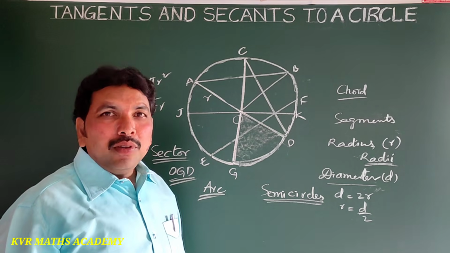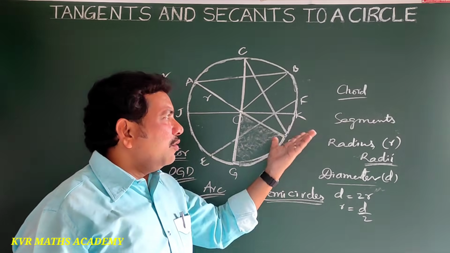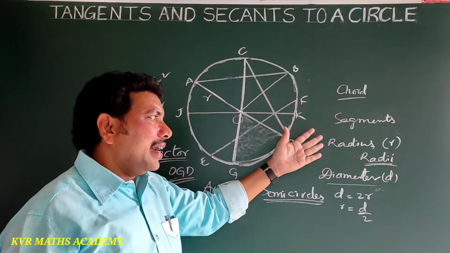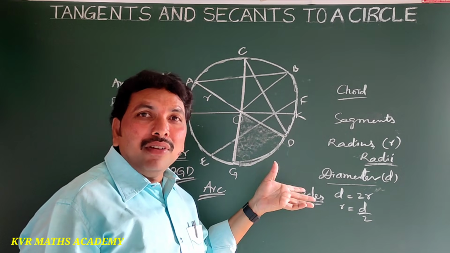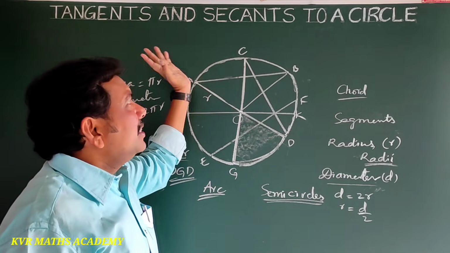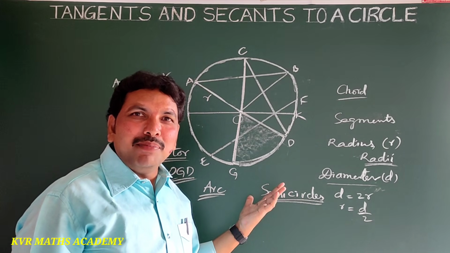Understood? Yes. So this is about the circle, the basic concepts about the circle. So we have learned chord, segment, radius, diameter, semicircle, arc, sector, everything about the circle. Now let us learn secants and tangents to a circle.